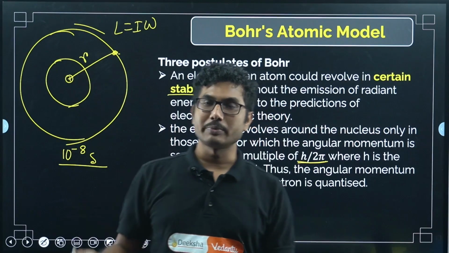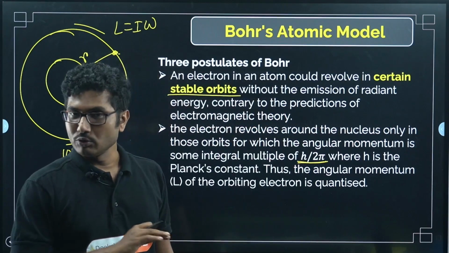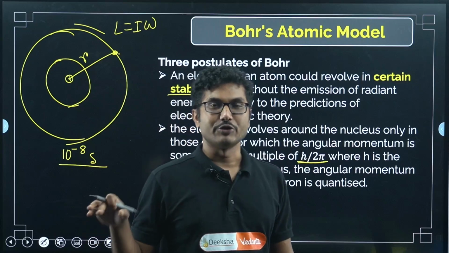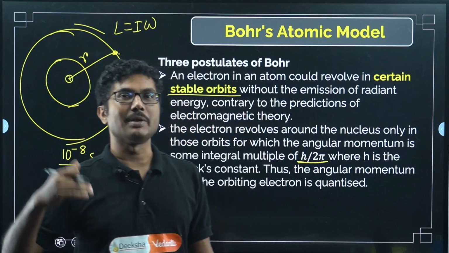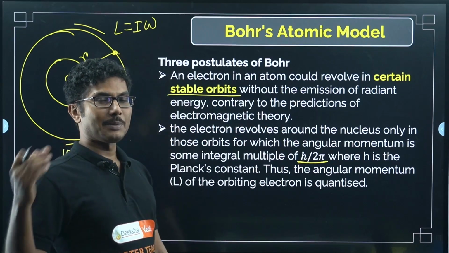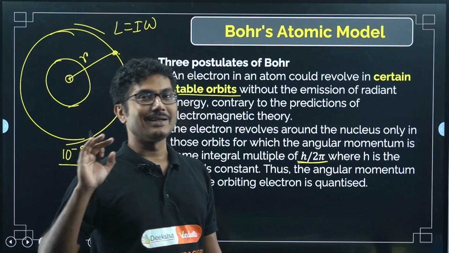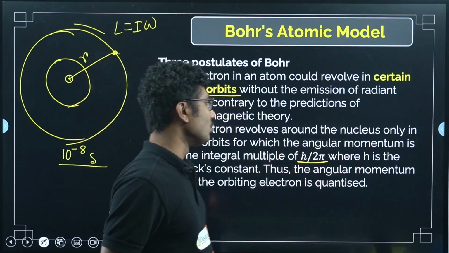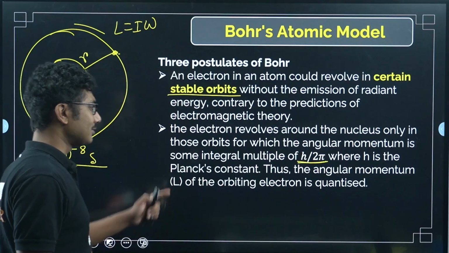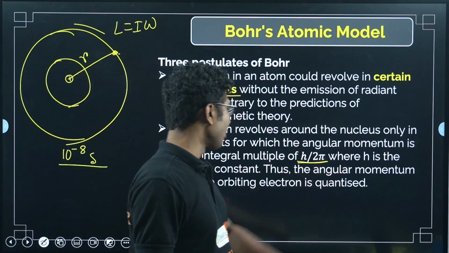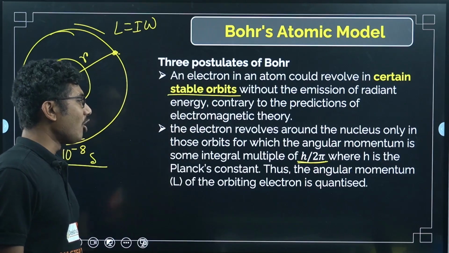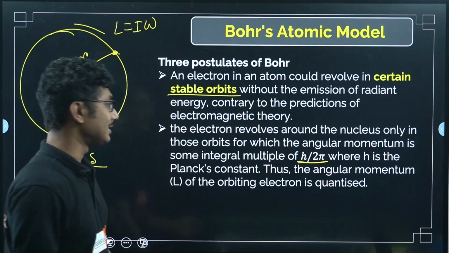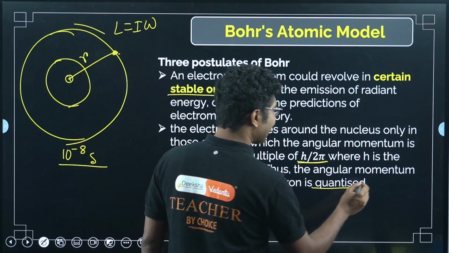It is not possible to be, say, 2.5 times. No, 2.5 is not an integer. So integral multiple means integer multiple. If you multiply by an integer, then we call it an integral multiple, here an integral multiple of h by 2 pi, where h is Planck's constant. Thus the angular momentum L of the orbiting electron is quantized. You remember that term, quantized?